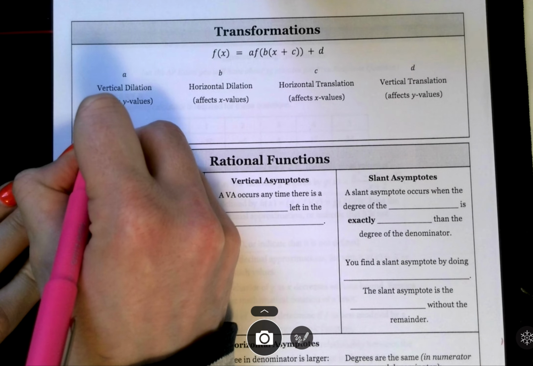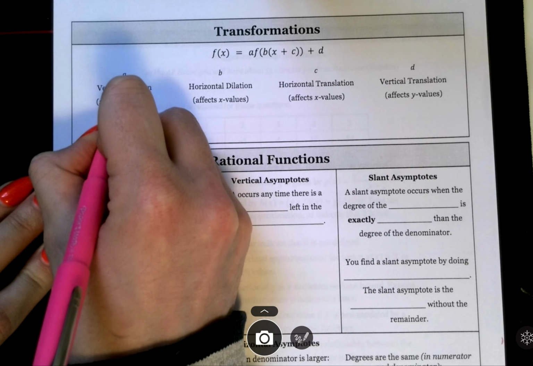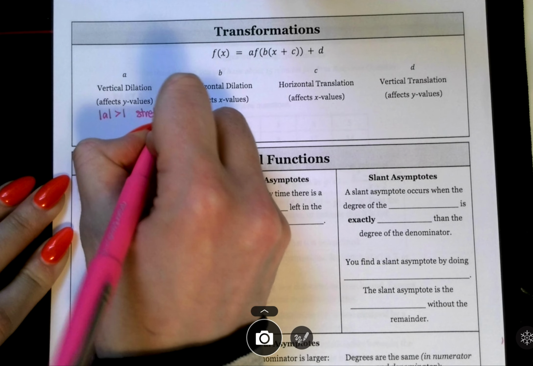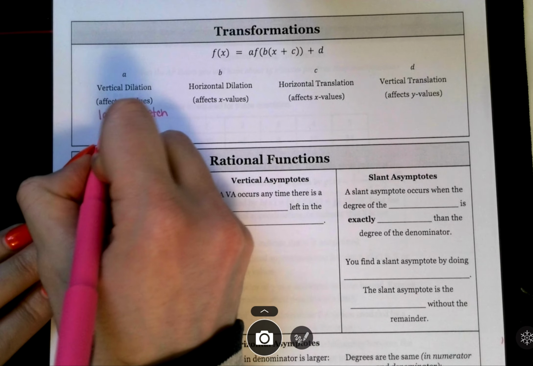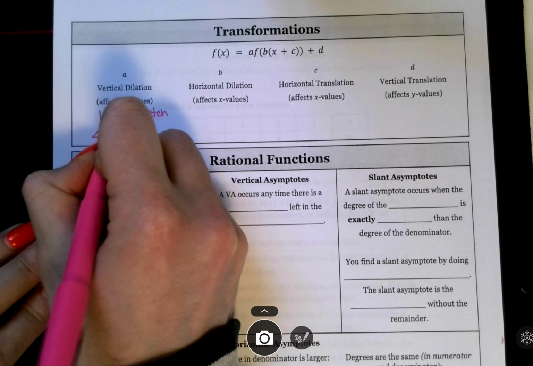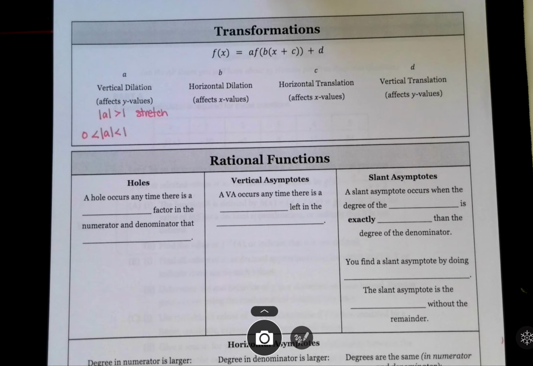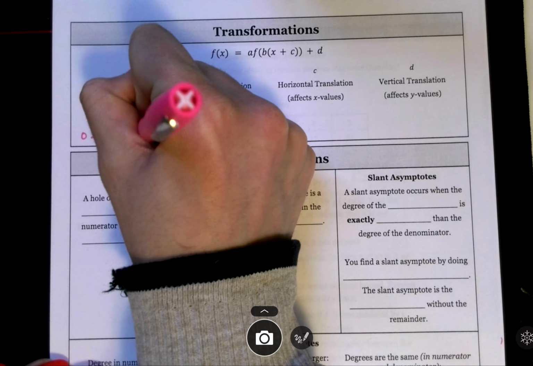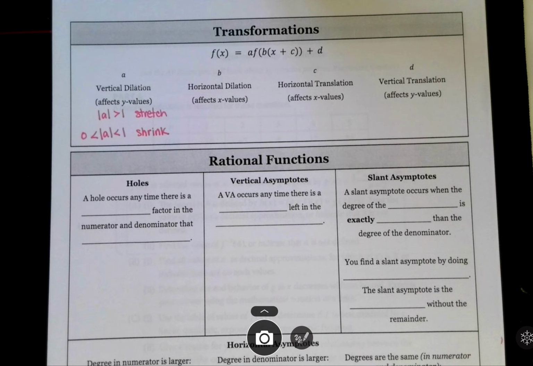If the absolute value of A is greater than 1, then we would say it is a stretch. So 2, 3, 5, there's a vertical stretch happening. If our A value, or the absolute value of A, is in between 0 and 1, 1/2, 2/3, 0.75, we would say there is a vertical shrink or a vertical compression.